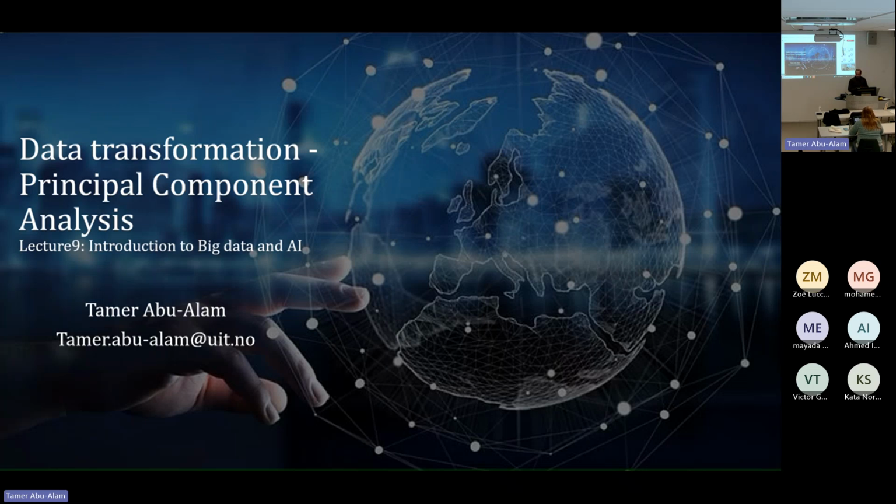Okay, so principal component analysis is a data transformation. We transform data to another type of data. So actually we will create new variables in order to reduce our components. Okay. So now we will go through the theoretical part, and then I will try to explain to you how we can do that.